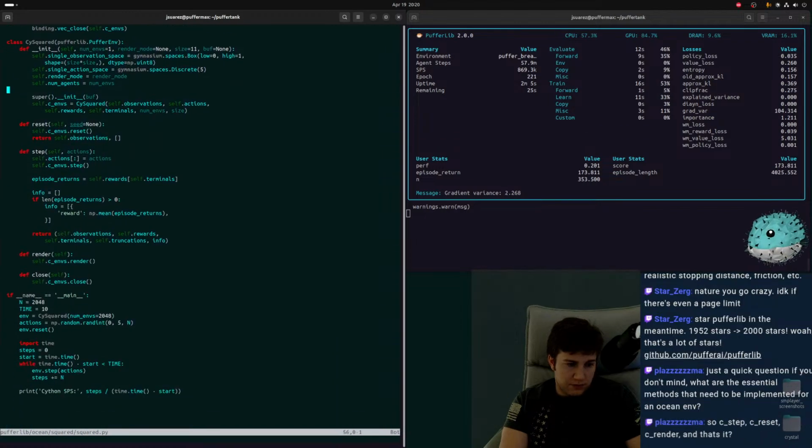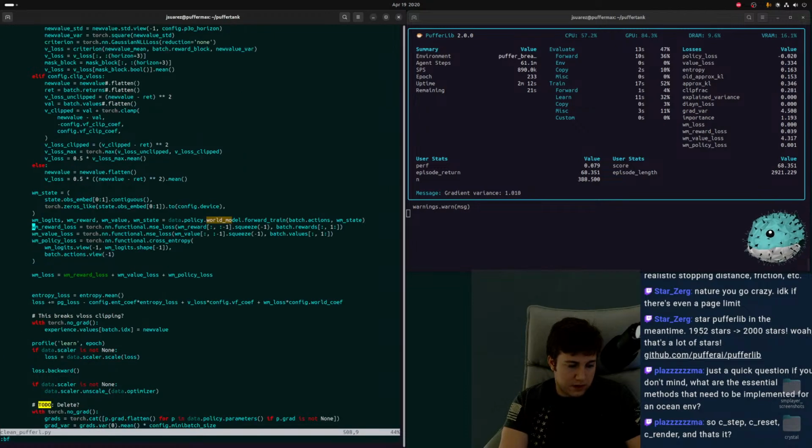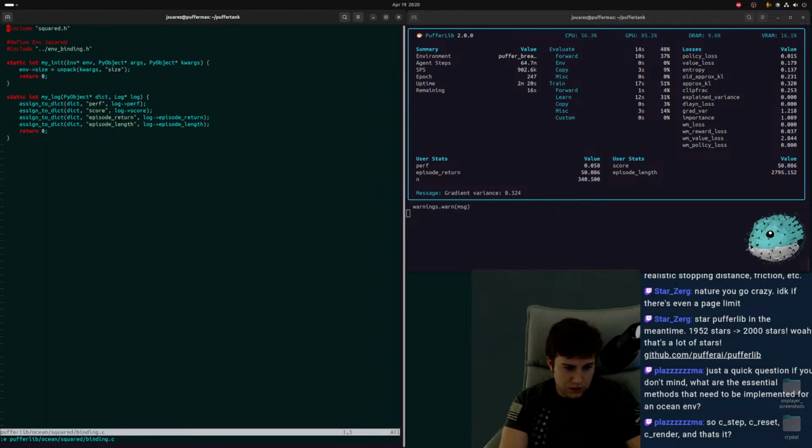I have them both in the same file. C step, C reset, C render. Yeah, that's what we use at the moment. Now you're catching us in between binding methods here, because instead of having Python, we're trying to have this type of binding where you can write this instead of Python. This is way shorter and easier.